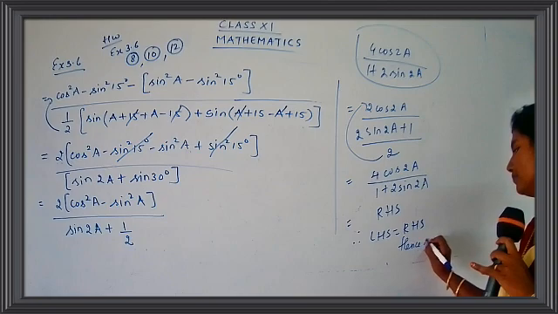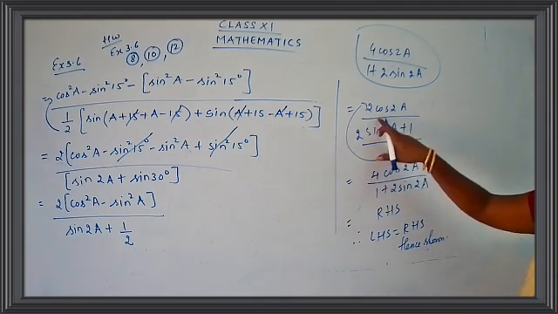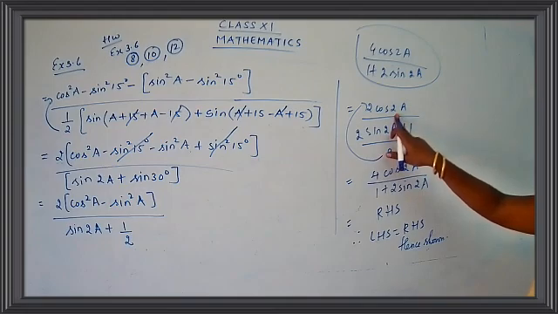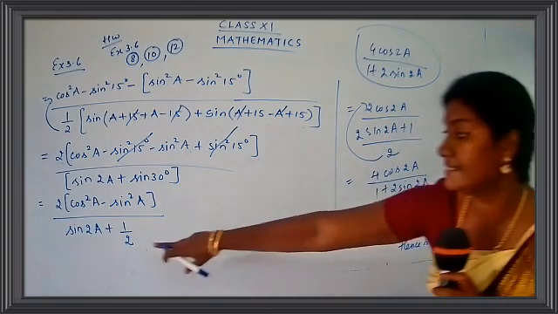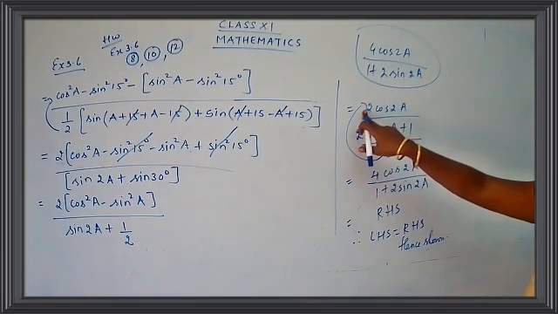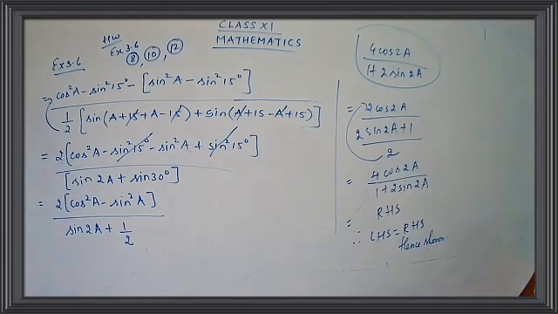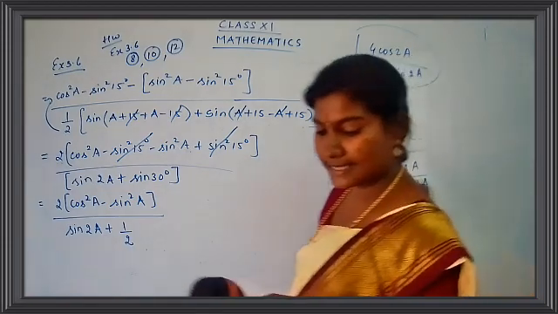Hence proved. Are you clear with the steps, children? So cos square A minus sine square A changes to cos 2A. So you have to take the LCM over here. So 2 into sine 2A plus 1 by 2. So take the 2 to the numerator part. You get 4 cos 2A upon this. I have interchanged them. So with this we complete our 3.6.